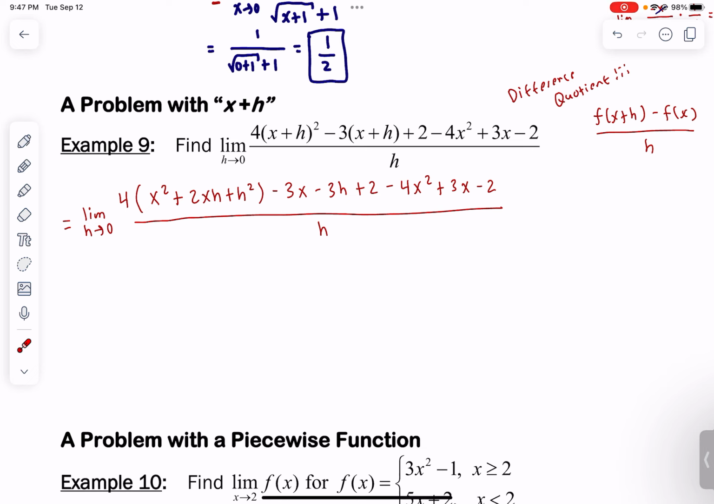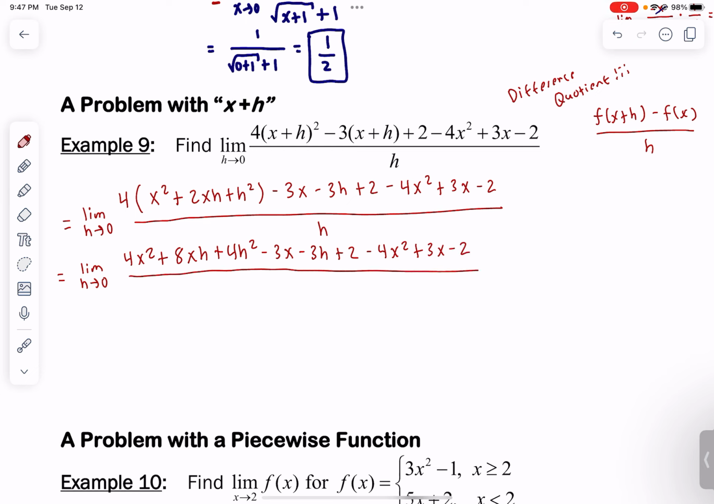So then, there's one more thing we got to do before we move on. We're going to make sure we distribute this 4 into each term there. So I'm going to go ahead and rewrite that. So equals limit as h approaches 0 of 4x squared plus 8xh plus 4h squared minus 3x minus 3h plus 2 minus 4x squared plus 3x minus 2 all over your h.